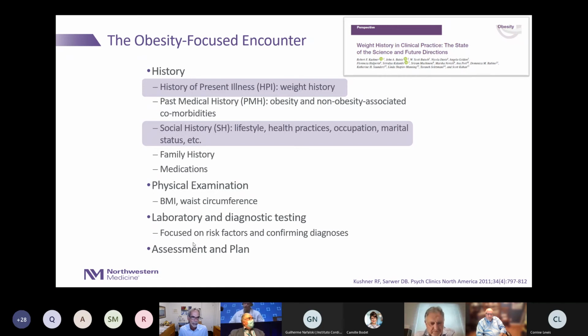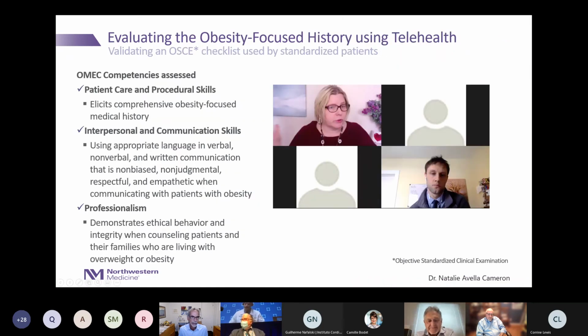In the next slide, and I'm just about done, I wanted to end up with the very next thing that I'm working on now with a medical resident, is that we took the OMEC competencies, which stand alone, and we took 3 competencies: patient care, eliciting a comprehensive obesity medical history, communication and professionalism, and we are now assessing these 3 competencies in an OSCE, which is an objective standardized clinical examination using telehealth, so it's very topical, in which we have medical residents sit with a standardized patient on telehealth.